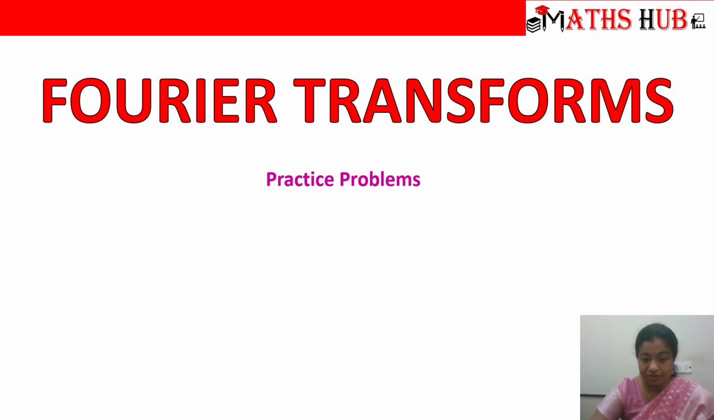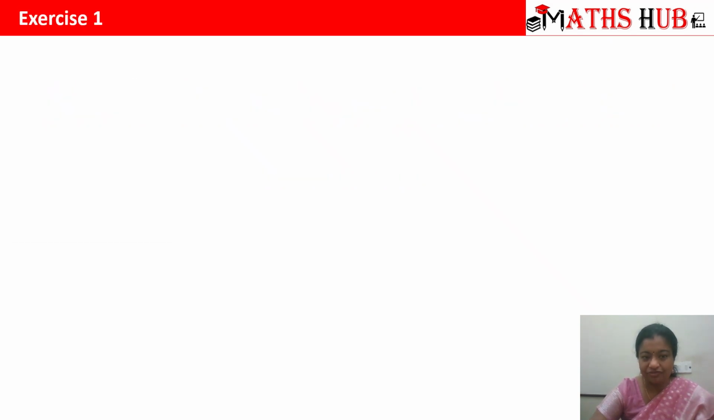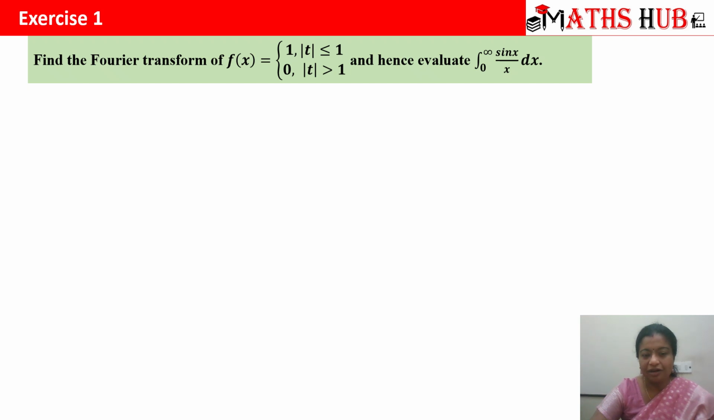So today we will do some practice problems in Fourier transforms. Let us check the first question. Find the Fourier transform of f(t) equal to 1 for the interval |t| less than or equal to 1 and 0 for |t| greater than 1, and hence evaluate the integral from 0 to infinity of sin x by x dx. Right? So this is not f(x) but it is f(t). You can understand this, right? Okay, so let us try to calculate the Fourier transform for this function.